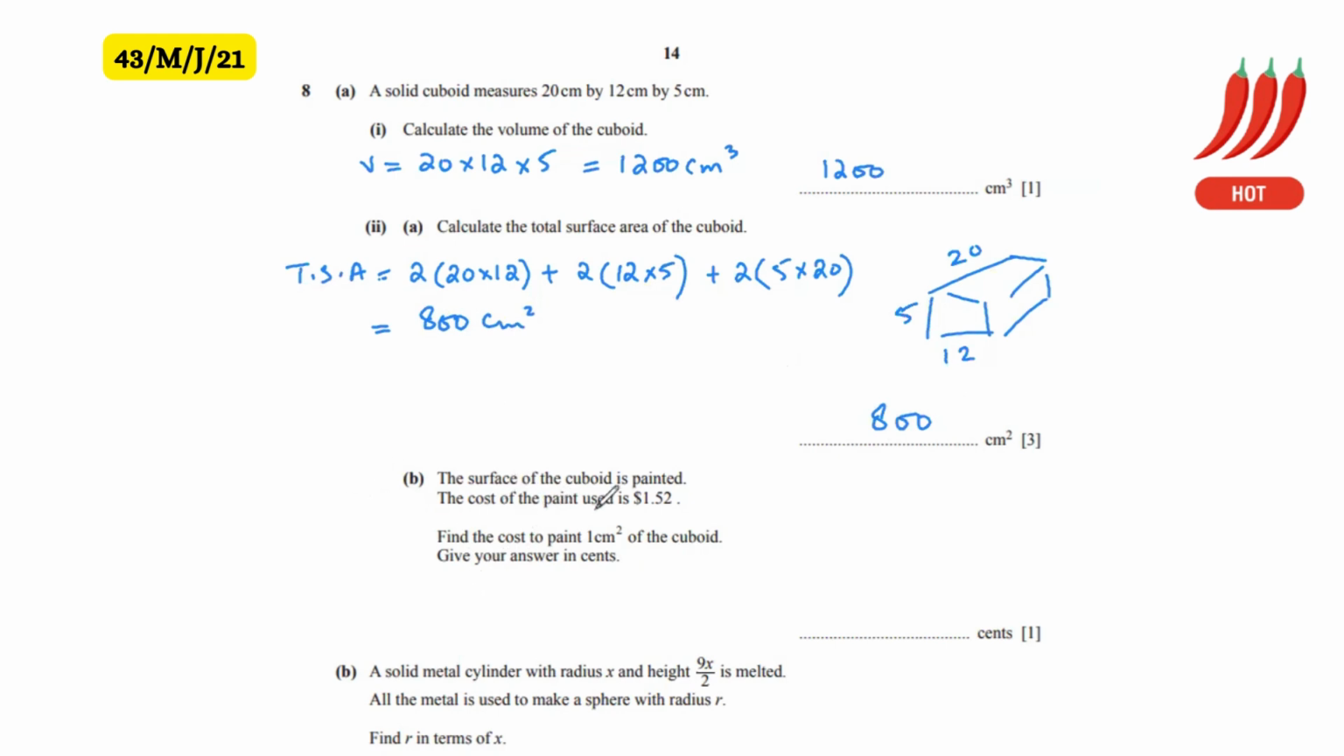Then part B says the surface of the cuboid is painted. The cost of the paint used is $1.52. Find the cost to paint 1 centimeter square of the cuboid, giving your answer in cents. For 1 centimeter square, we do 1.52 divided by 800, which gives us $0.0019. So in cents, we're going to times it by 100. That is 0.19. And that's your answer.